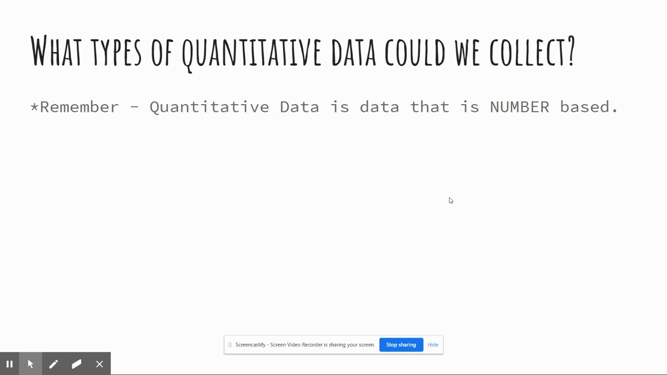You could also record the temperature, perhaps, of each cup, right? Put a thermometer in there, record the temperature. That might be important. And it's also number data, okay? So that would be the types of number data that we could collect in this experiment.